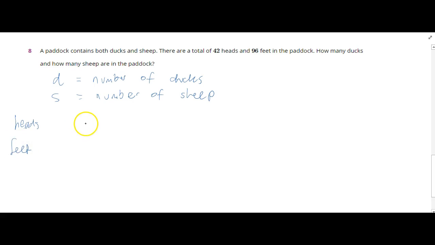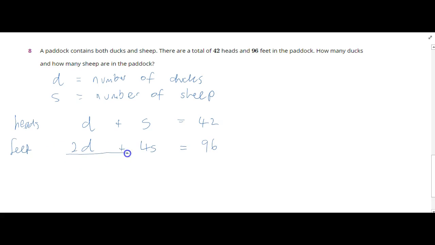So all ducks have one head, and so do sheep. So the number of heads is going to be the number of ducks plus the number of sheep. They both have one head, so the number of ducks' heads plus the number of sheep's heads is going to equal 42. Feet is a different story, because ducks have 2 feet and sheep have 4 feet. So it's the number of ducks times 2 plus the number of sheep times 4, and that's going to equal 96.